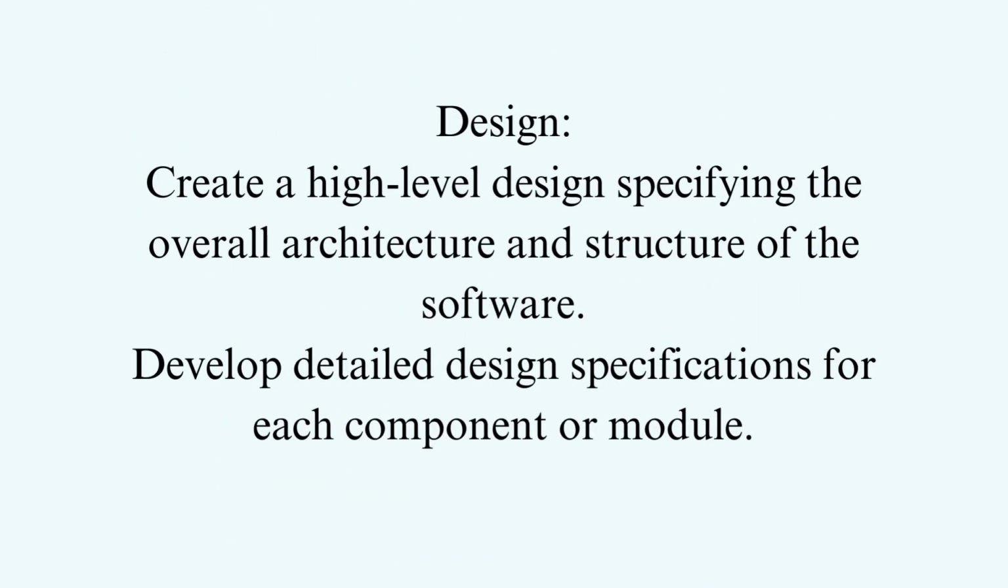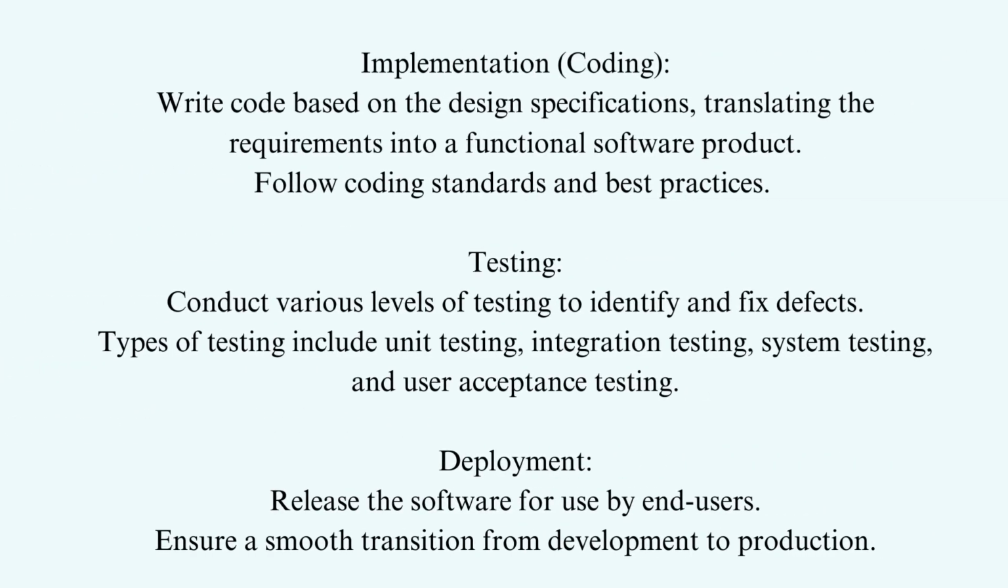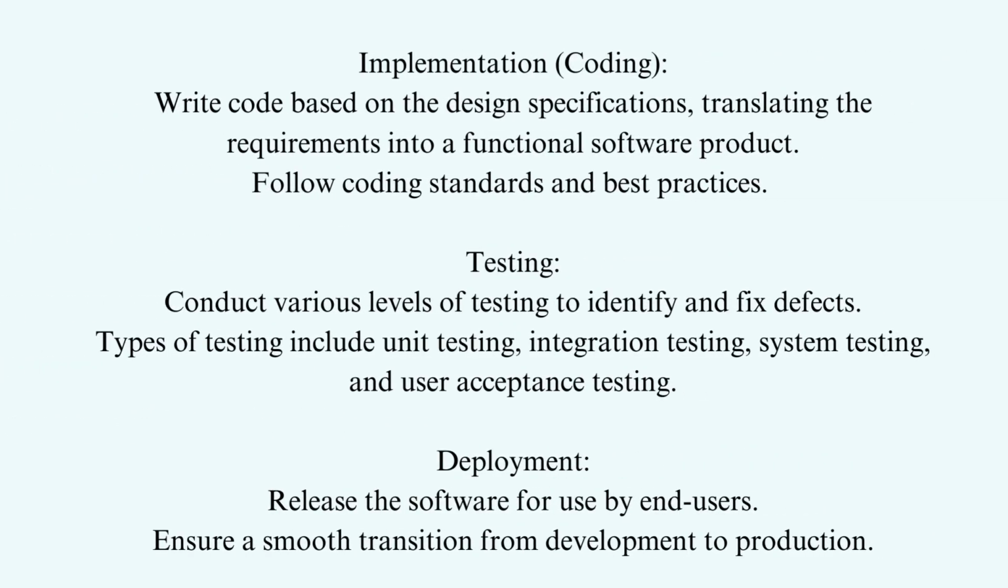Design. Create a high-level design specifying the overall architecture and structure of the software. Develop detailed design specifications for each component or module. Implementation, coding. Write code based on the design specifications, translating the requirements into a functional software product. Follow coding standards and best practices.